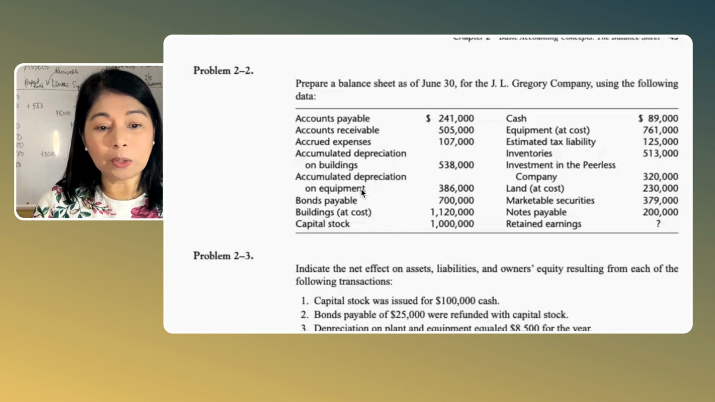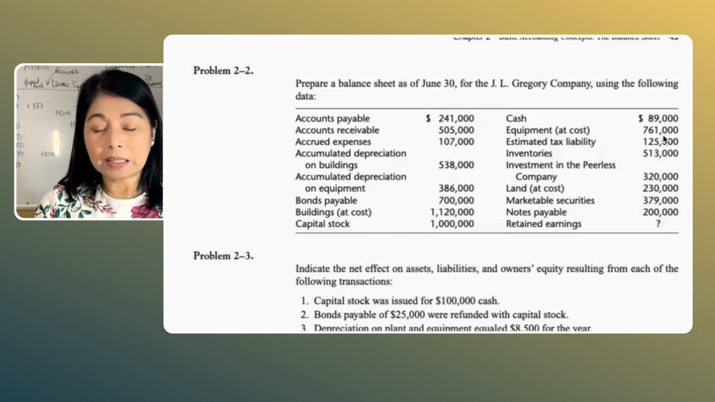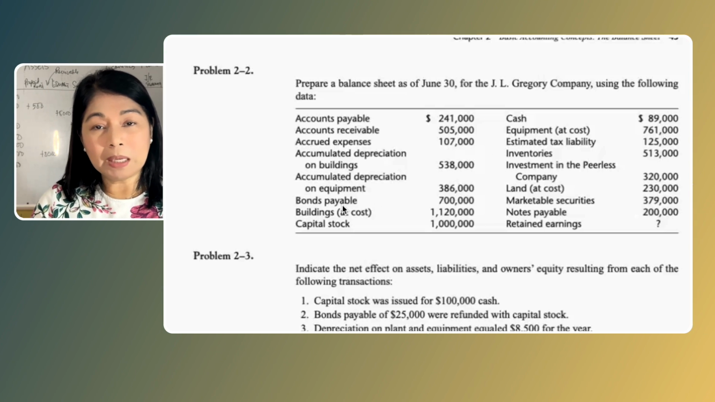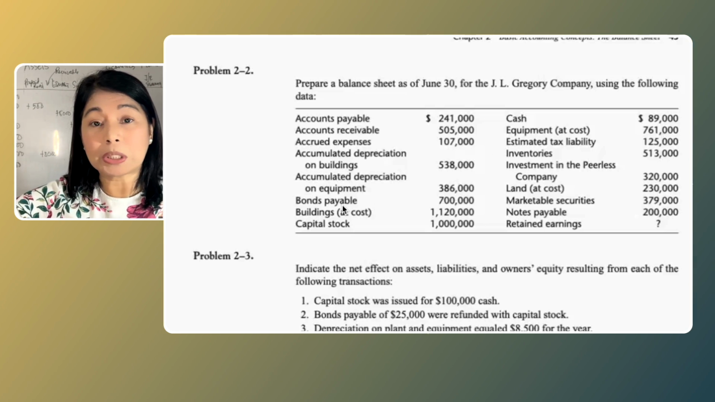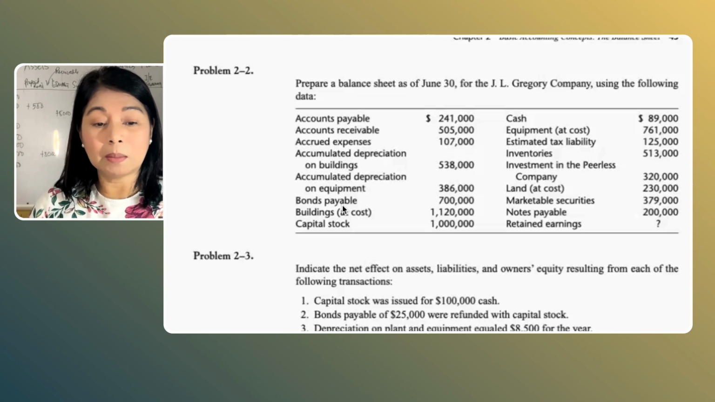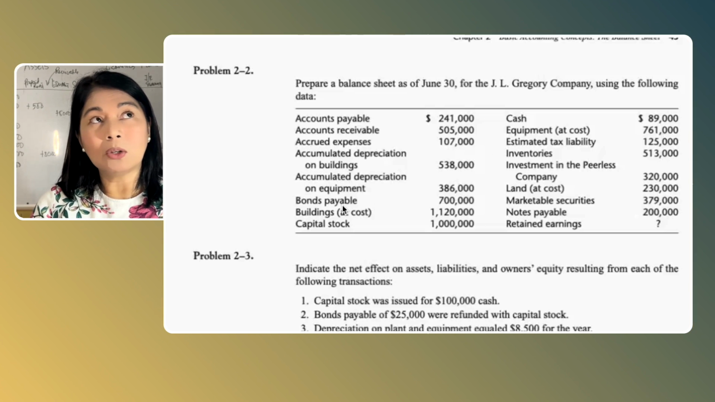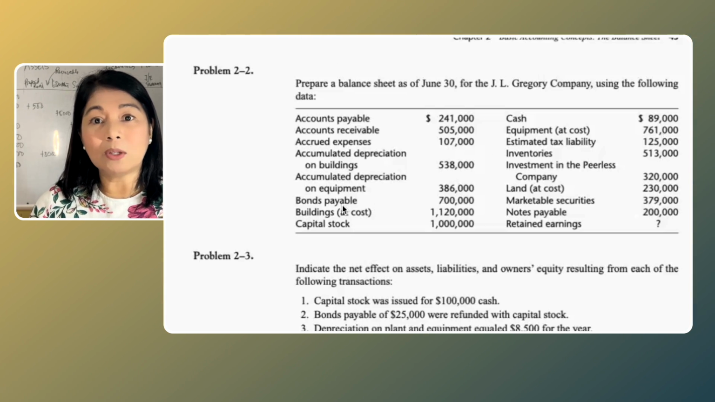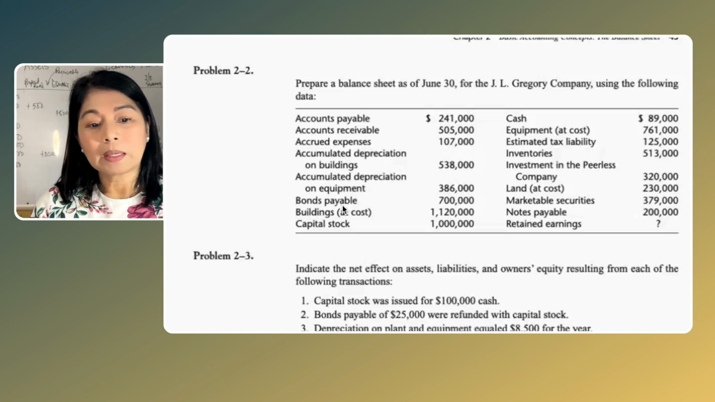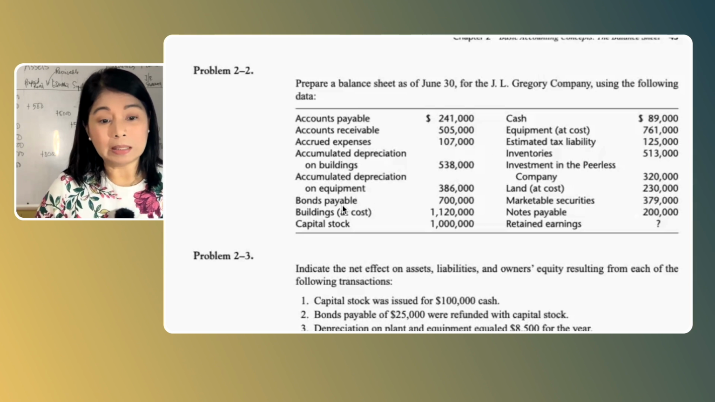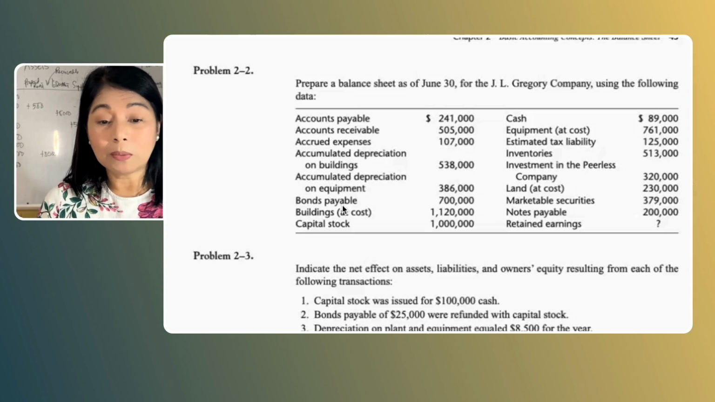Accumulated depreciation on the equipment, we have to look for the equipment here. Equipment at cost, 761,000. Bonds payable, this is the long-term bonds. Like if I invest in SSS, Social Security System, the bonds payable, I'll invest my money. No, actually, they invested in me. SSS is a creditor. So that's a liability on my part. And then capital stock, that is under equity.